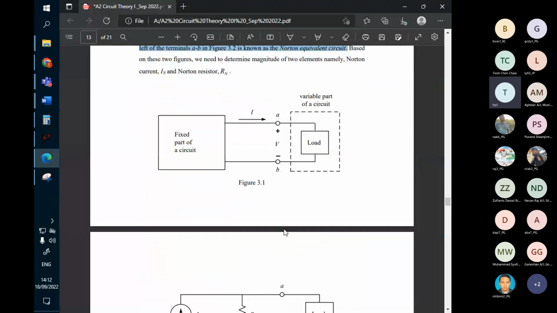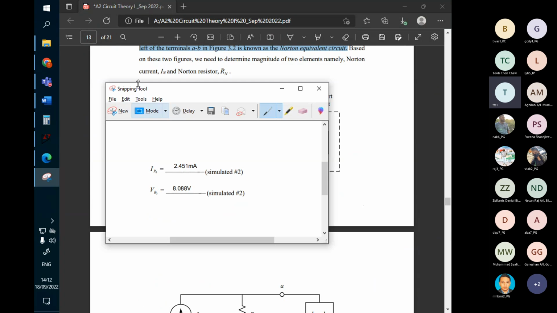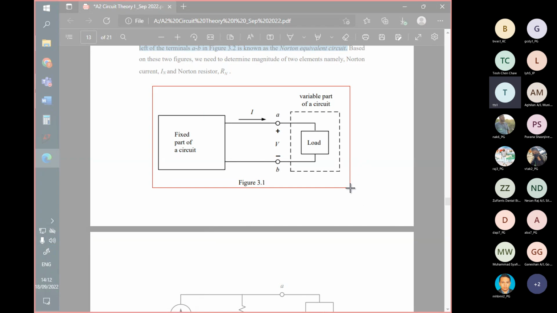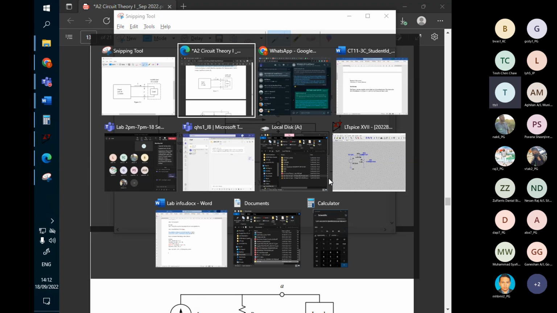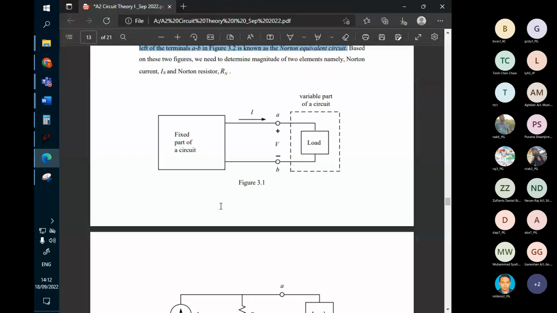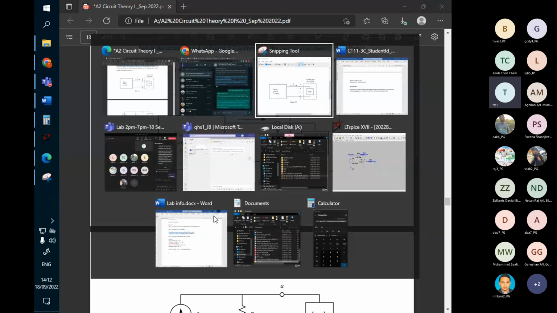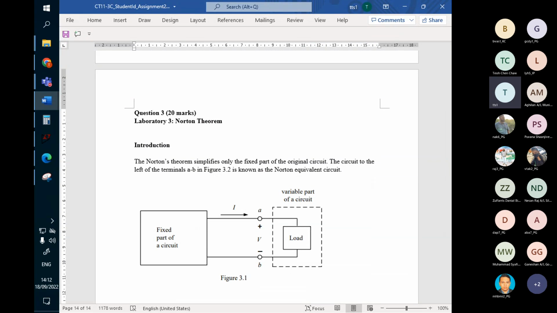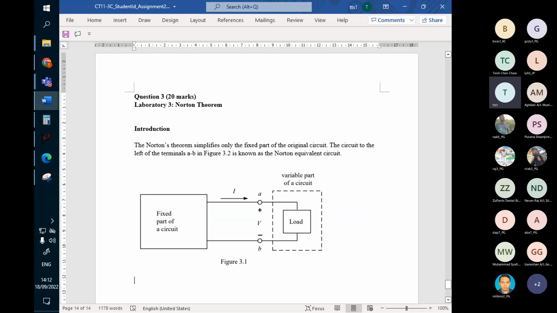Let's continue with this one. We need this figure to explain the Norton theorem. Okay, this figure is a must. Let's put this into our report, Figure 3.2. So I will not continue to work on this introduction. You have to do your own.